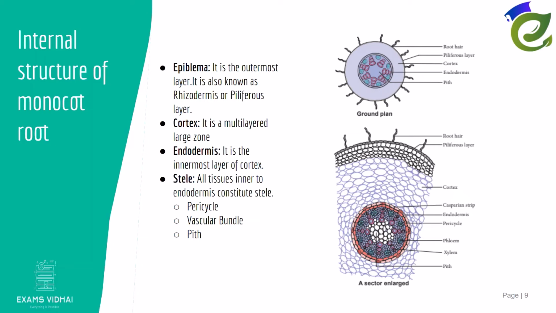The last layer is the stele. All the tissues inner to the endodermis constitute the stele. The stele includes pericycle, vascular tissues and a pith. The vascular tissues consist of many patches of xylem and phloem arranged radially. The pith is at the center, and it is made up of parenchymatous cells with intercellular spaces. It contains an abundant amount of starch grains. It stores food.